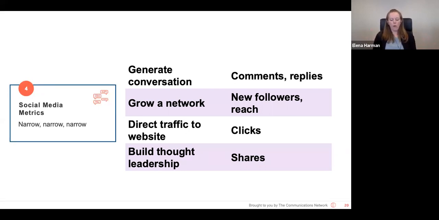And so the first thing that you should do is to really think about, what are you trying to achieve? What are you trying to do? Why are you engaging with social media? And that should dictate what you measure.